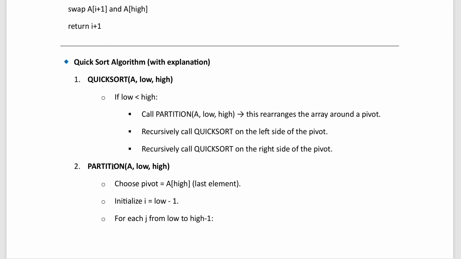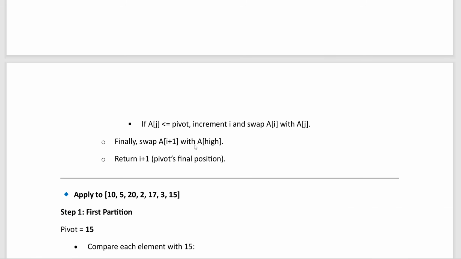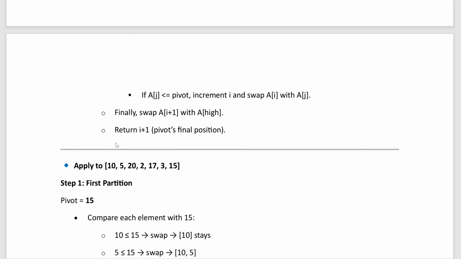With the partition algorithm, we can choose the pivot. That will be the last element, that is A[high]. i will be low minus 1, and then we'll be following these rules. Now let us apply this quicksort algorithm to this set of numbers.